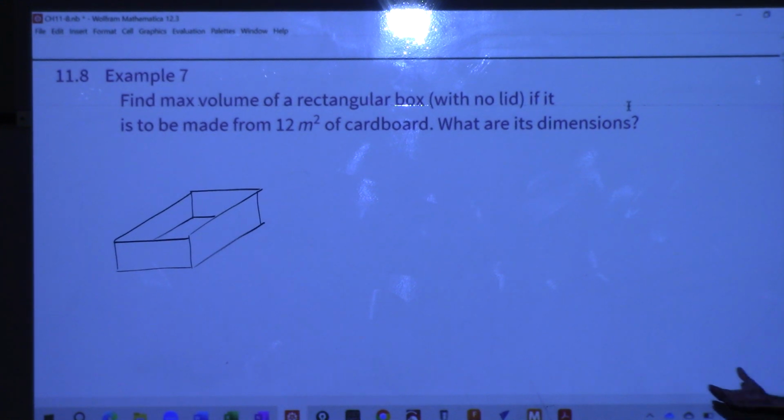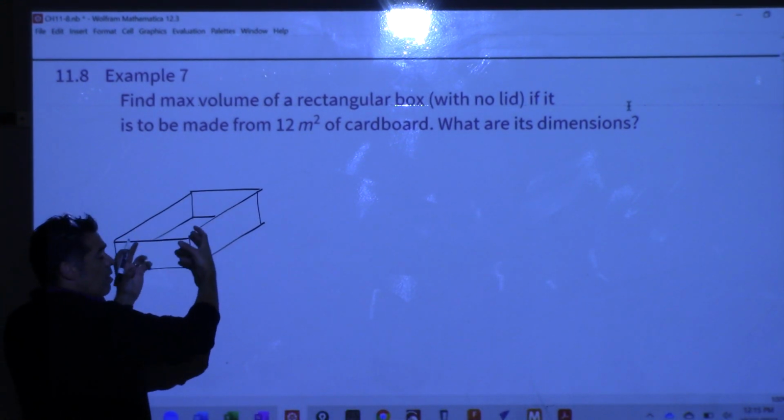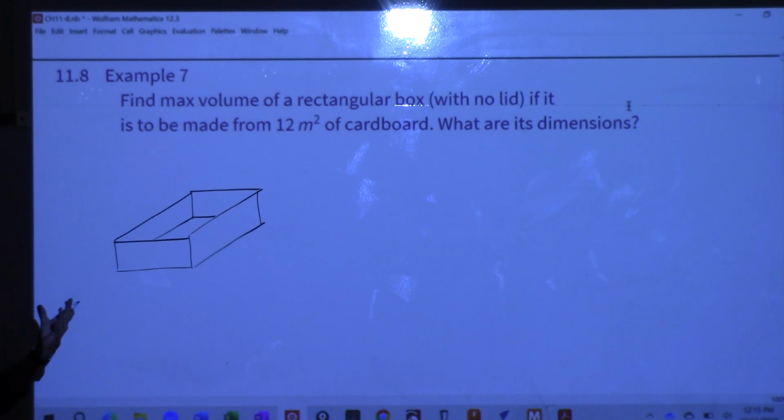So all I'm telling you is that the total surface area, right? You're only allowed to use 12 square meters of cardboard to make this. But I want you to make it in a way that has the most volume possible. Okay, so we're trying to find the maximum of what? The volume, right? We were just finding maximums of functions, right? So this is good. We're going to find the maximum of this function.